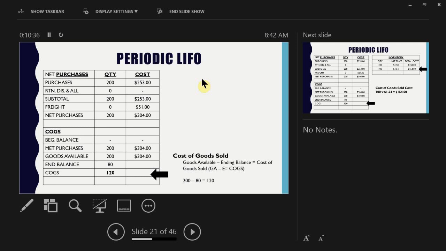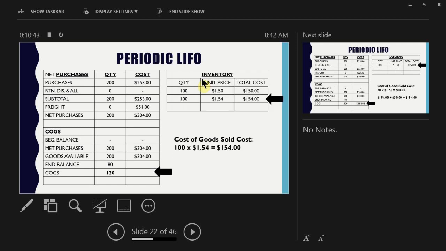So this is where the complications come in between understanding which batch to take out from first.